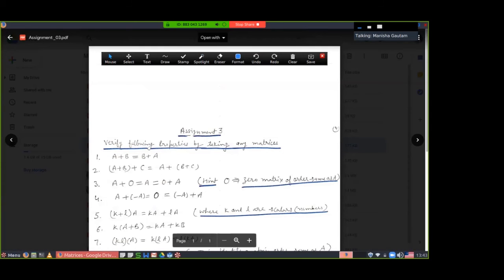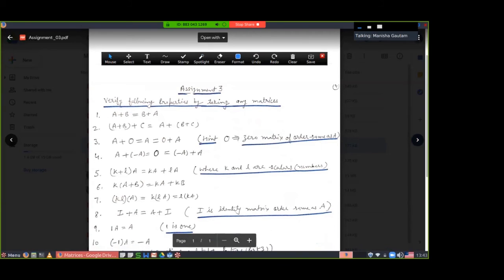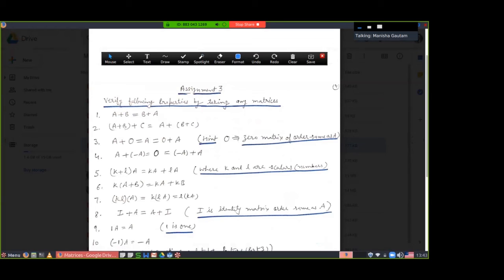Yes, assignment 3 is this one. In this assignment, I have given you properties of matrices, which we have studied: operations A plus B and B plus A. When you are calculating A plus B and B plus A, you are getting the same answer. Here I have written the first question. You have to take any matrices A, B and put those matrices in the place of A and B. You will get left and right both sides equal.